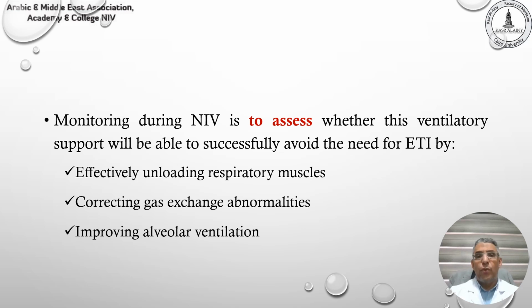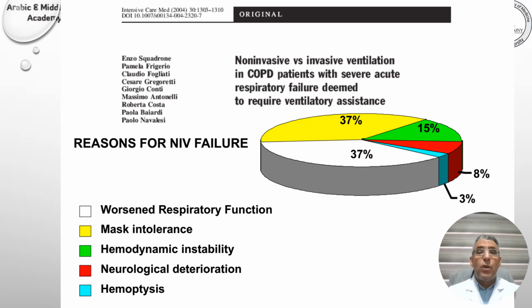So I have to monitor this unloading of the respiratory muscle and correction of gas exchange, because the failure of non-invasive mechanical ventilation may be due to worsening of respiratory muscle function. That is, the capability of the muscle and the load still on the muscle, and the muscle is unable to cope with the loads which are present. In about 37% of patients, the failure of non-invasive mechanical ventilation is due to worsening of respiratory function.